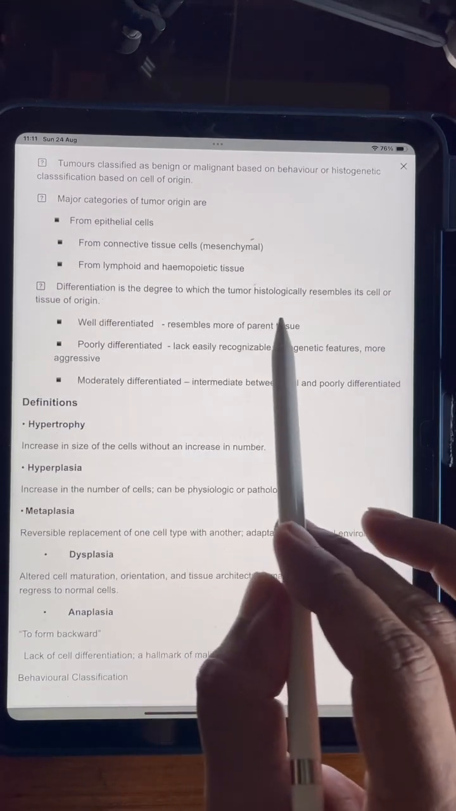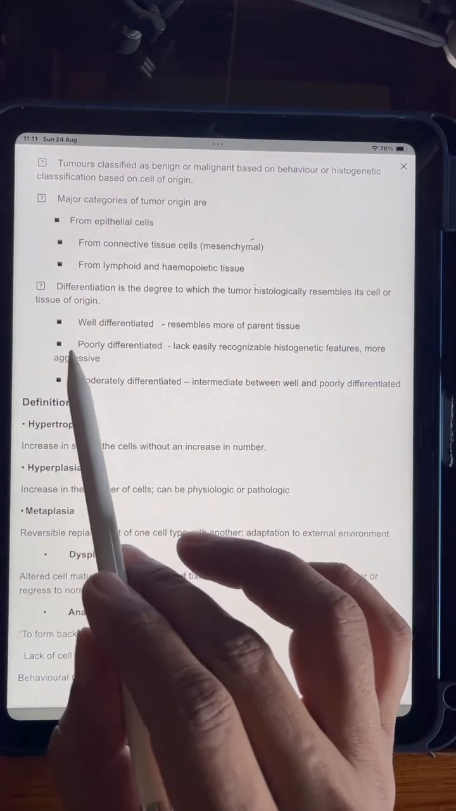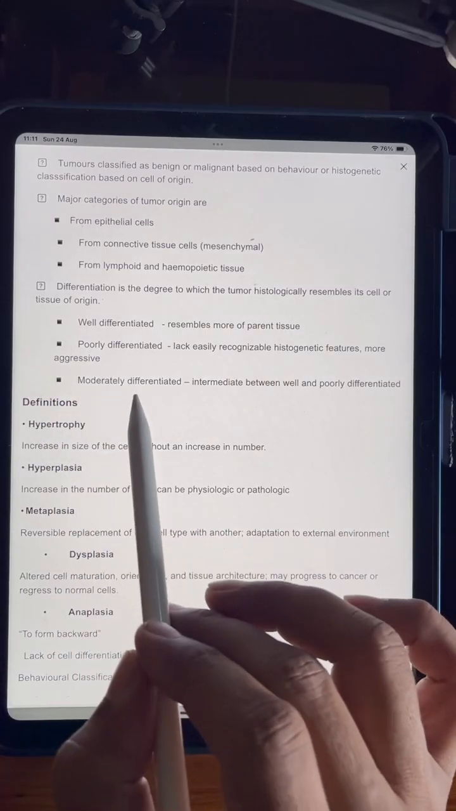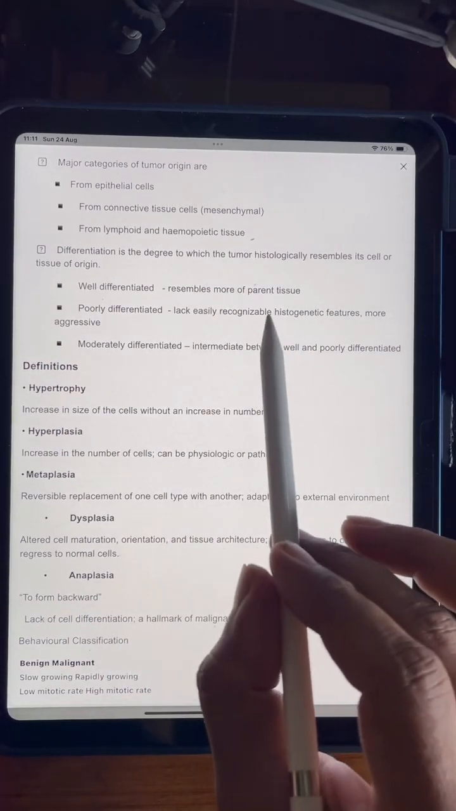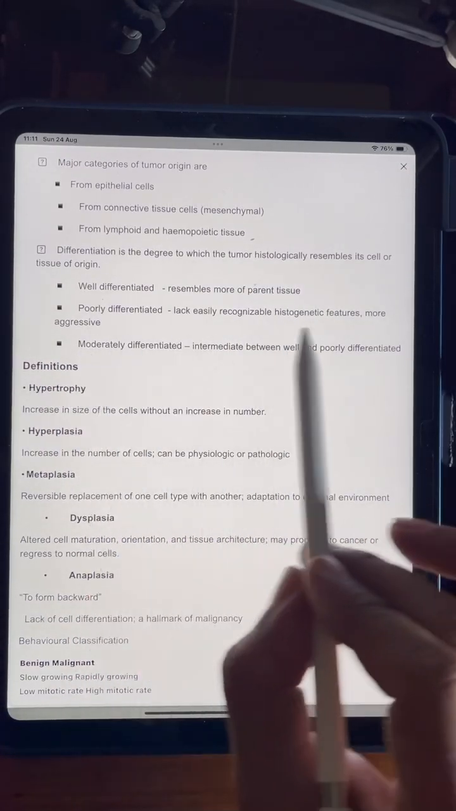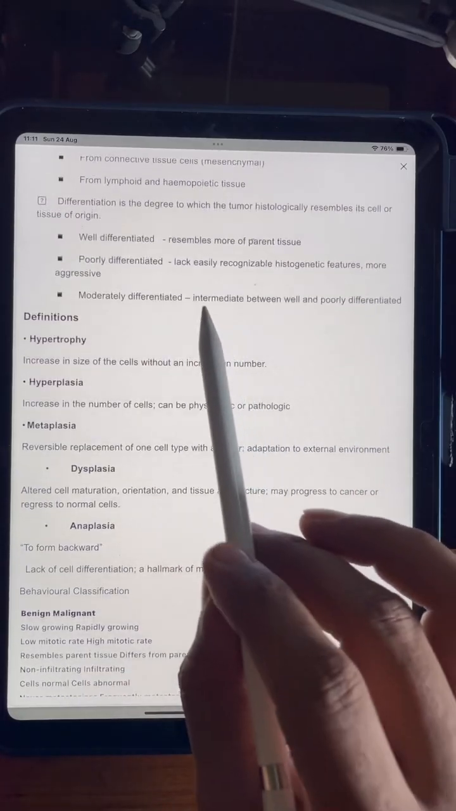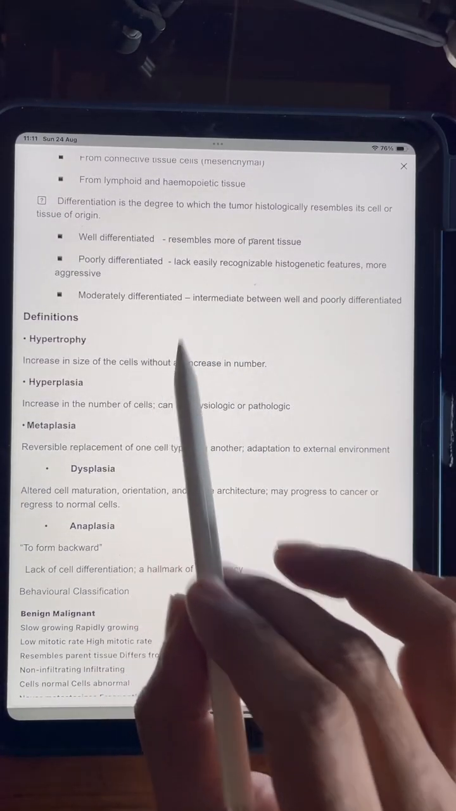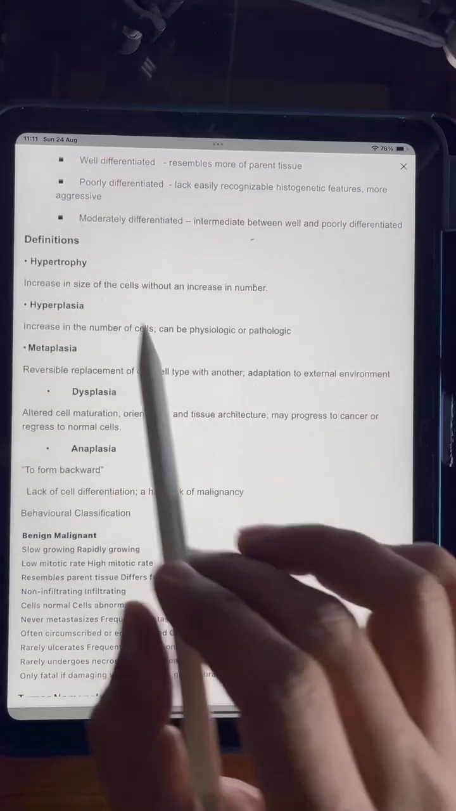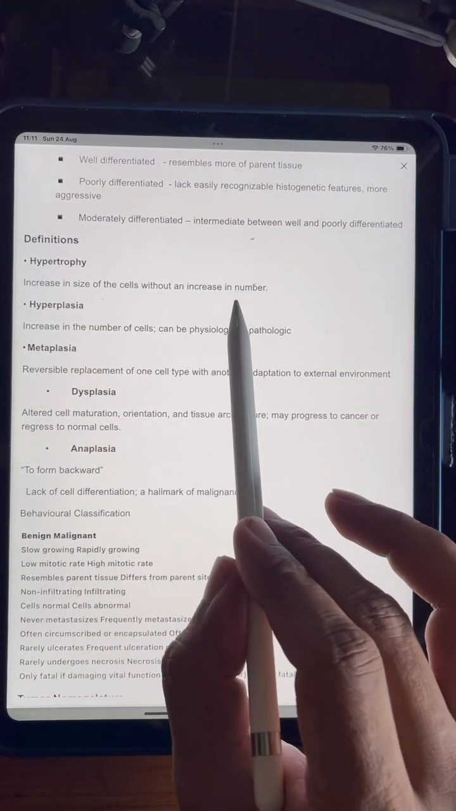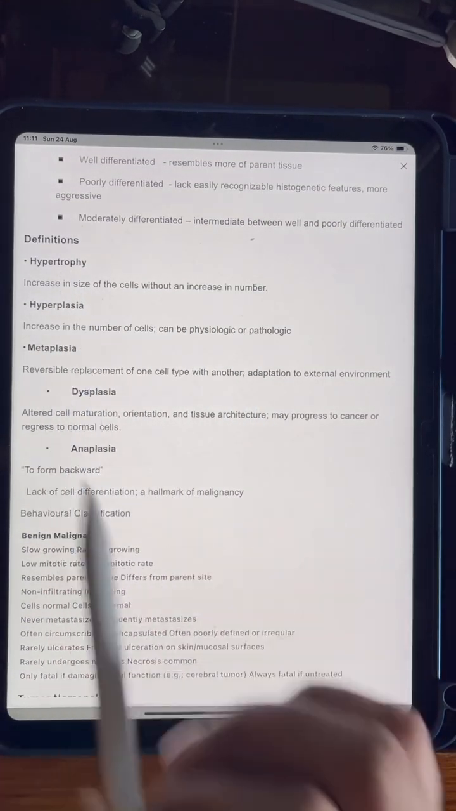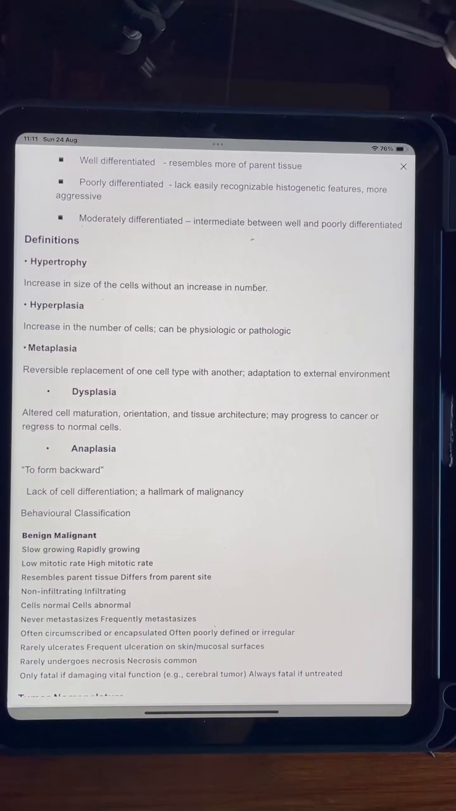Differentiation is the degree to which a tumor histologically resembles the cell of origin. Well differentiated means it is looking like the parent tissue. Poorly differentiated is less differentiated, and then moderately differentiated. Definitions: hypertrophy, increase in cell size without increase in number, size is increased. Hyperplasia is increase in number of cells, can be physiological or pathological.